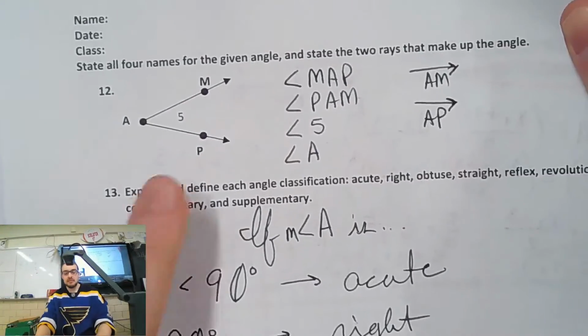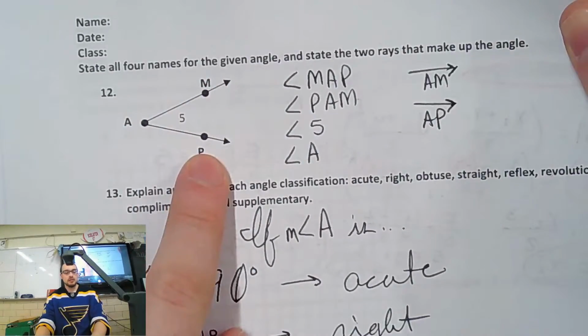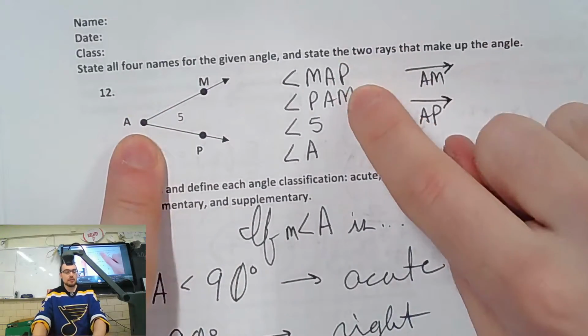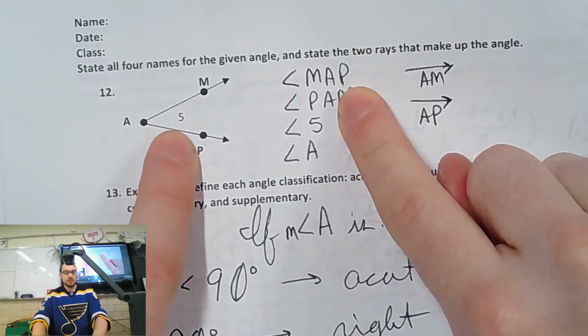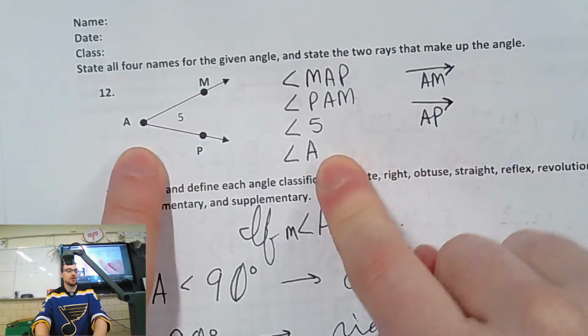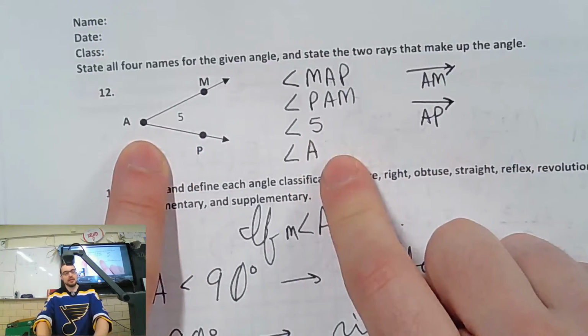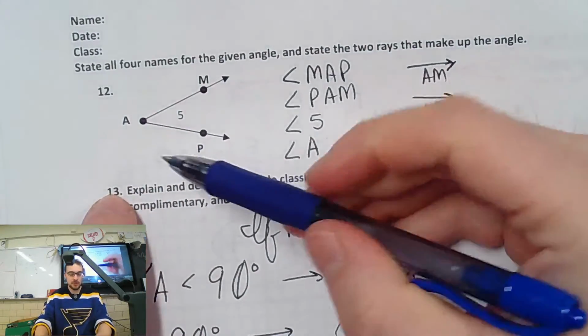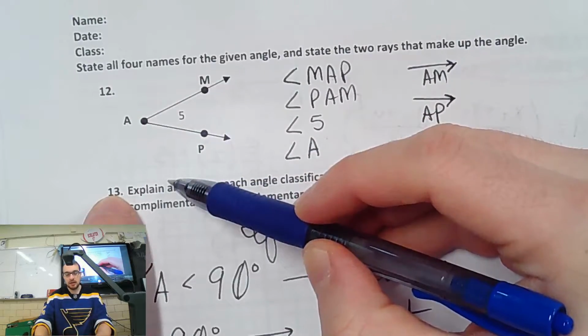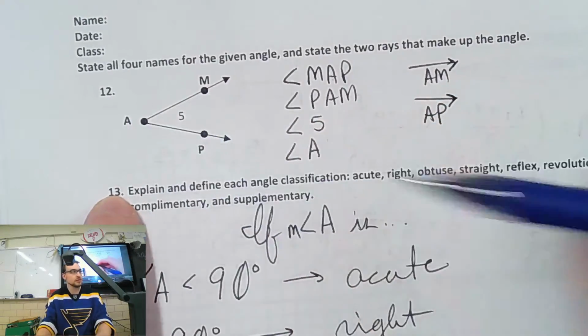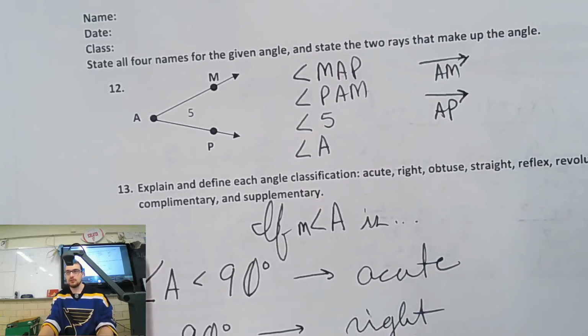Thank you. Name the angle MAP, PAM. Remember, A has to go in the middle because it's the vertex. We can also call it angle 5. We can also just call it angle A by its vertex. I don't prefer that last one because if there was another ray coming off of here, then we wouldn't know which one was angle A, right? It could be the top, could be the bottom, could be the whole thing. But those are the 4 possible names.